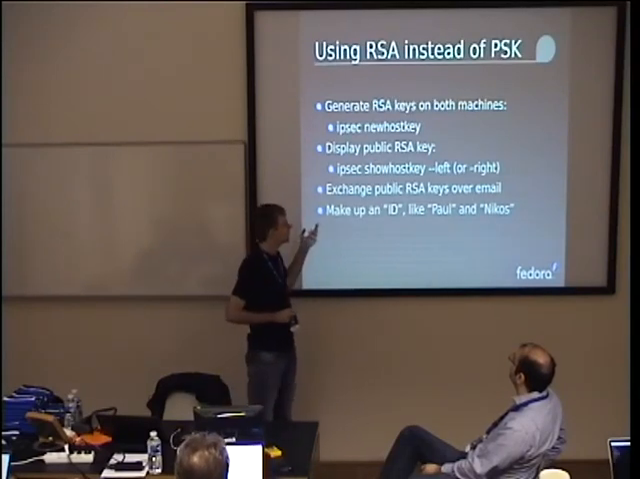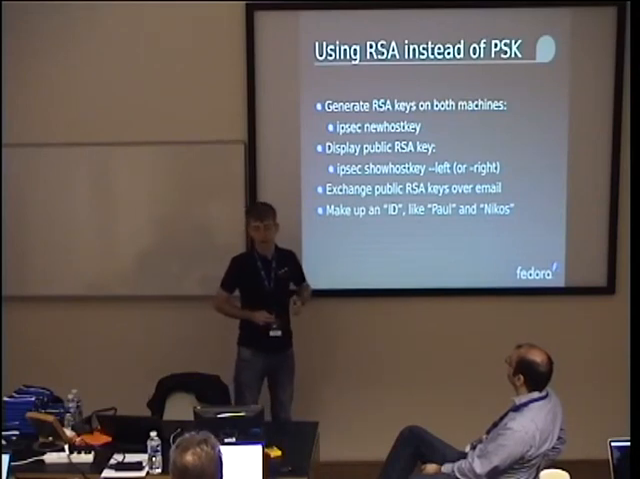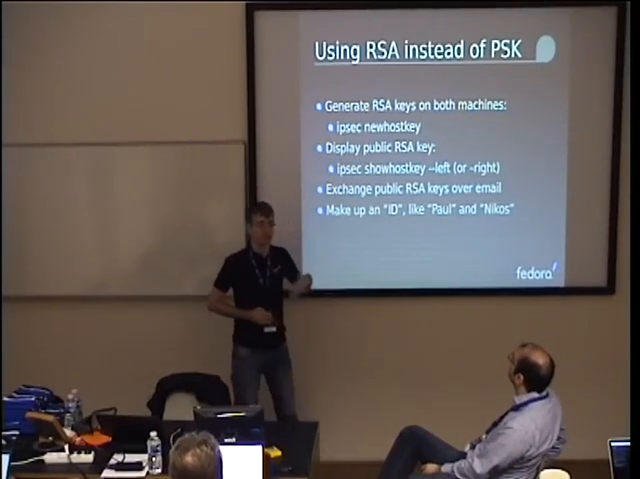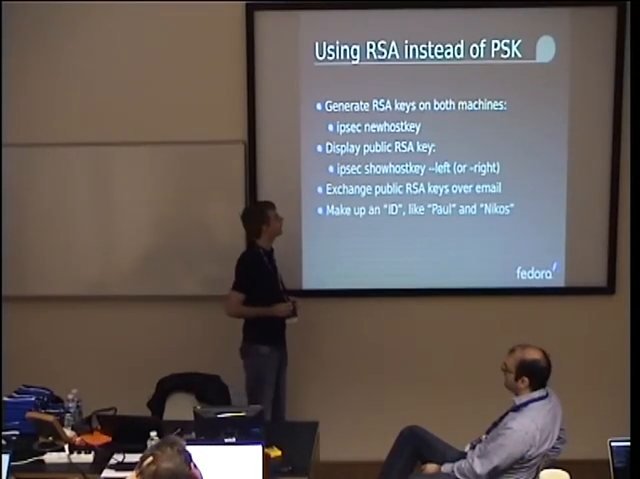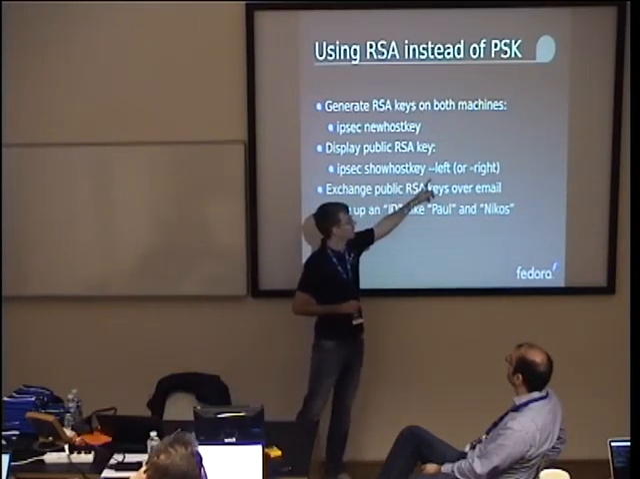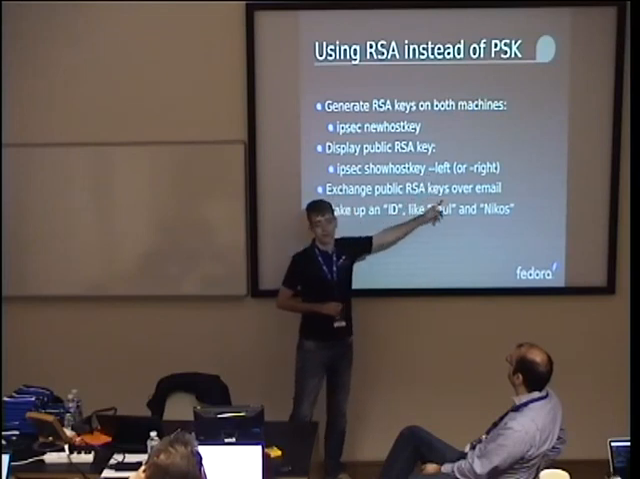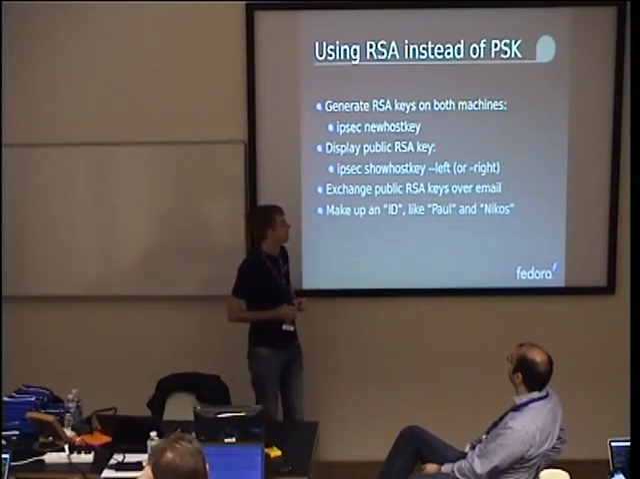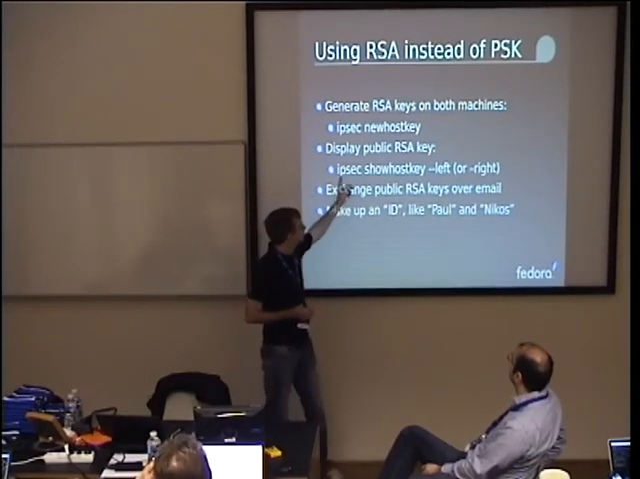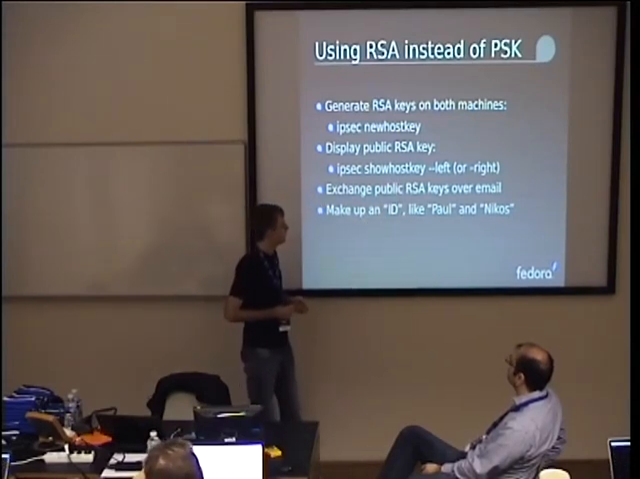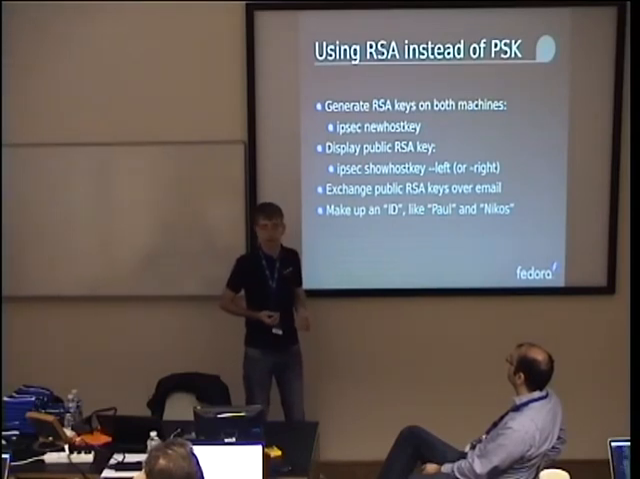So in the configuration so far we've used pre-shared keys. This is one where we're using RSA. You run ipsec newhostkey, which just generates a new RSA key for use with IPsec. You can display it by using ipsec showhostkey, and then you can type --left or --right, and it will show you the line that you have to put in the file that specifies the key. The output of ipsec showhostkey you can send over email. It's just a public key, so you can exchange it. You can come up with a random ID. It's only used for matching, so it doesn't matter.